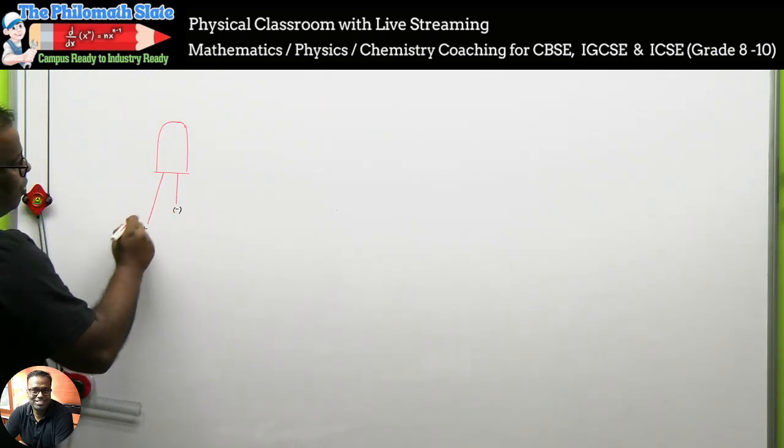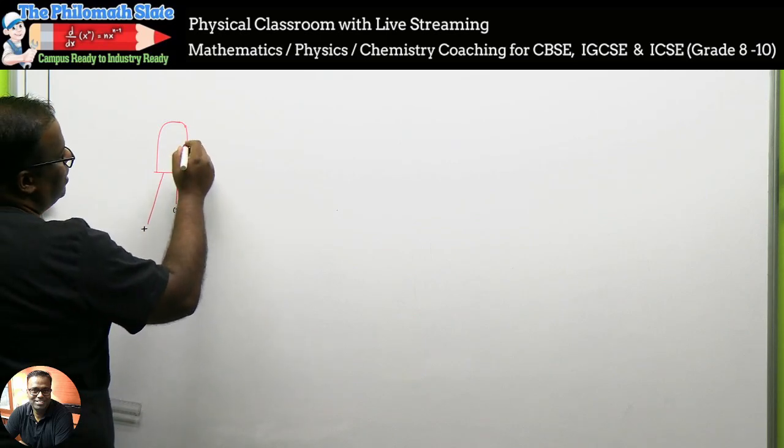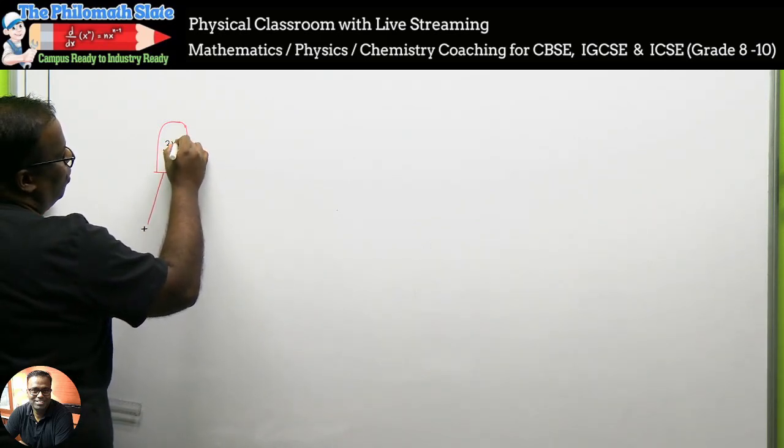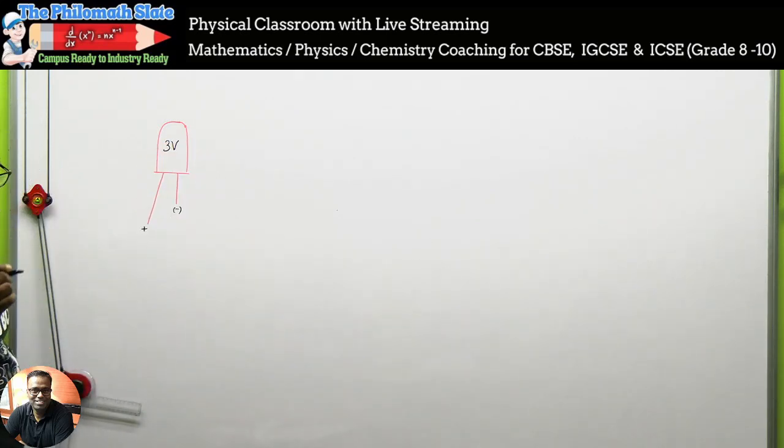So how do you glow an LED? An LED always needs a power source which should be 3 volt. If you give anything more than 3 volt, साथ साथ जल जाएगा. 3 volt से कम में जलेगा पर ग्लो नहीं करेगा. 3 volt is the best.